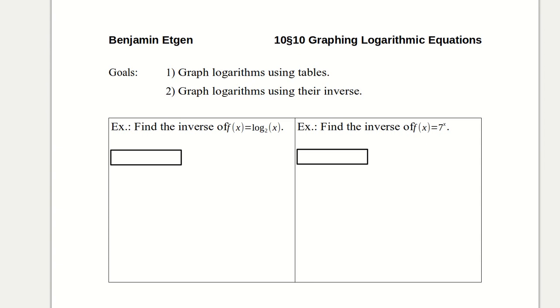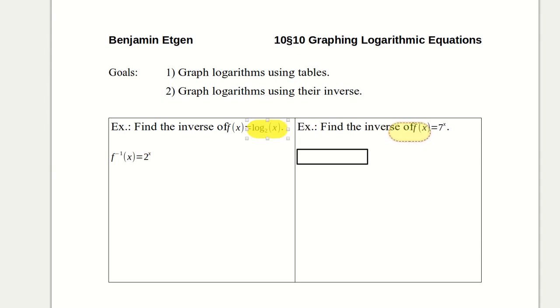So we're now in the last section in Chapter 10, Section 10. We're going to graph logarithms using tables, and we're going to graph logarithms using their inverses, namely exponentials, using what we learned in Section 9. So first off, let's remind ourselves of what the inverses are. If I ask you what the inverse of the log base 2 of x is, you'd have to say 2 to the x is the inverse function.